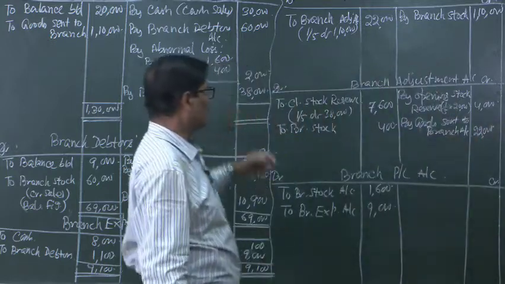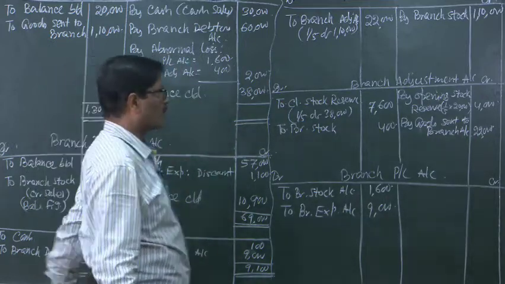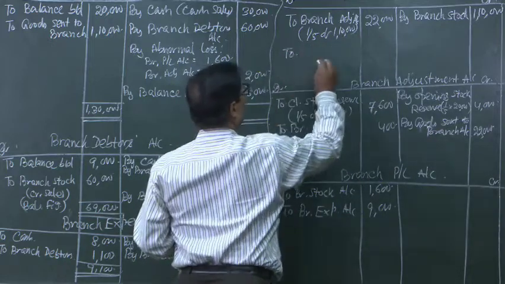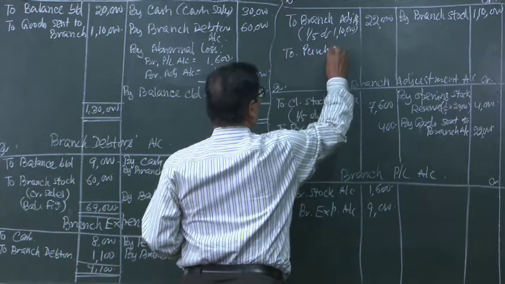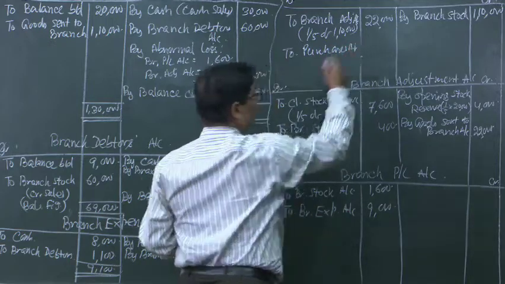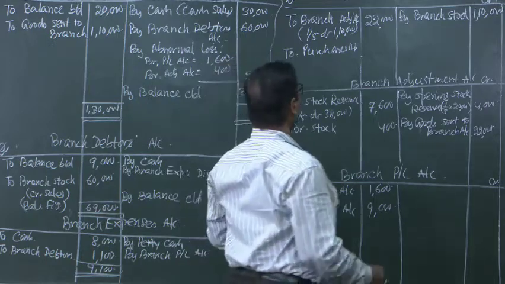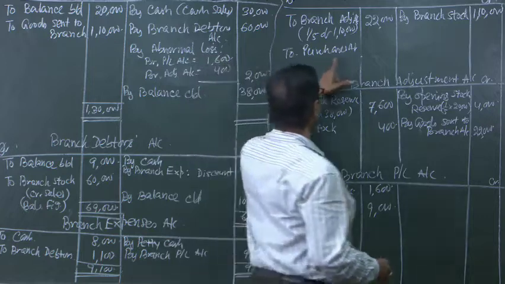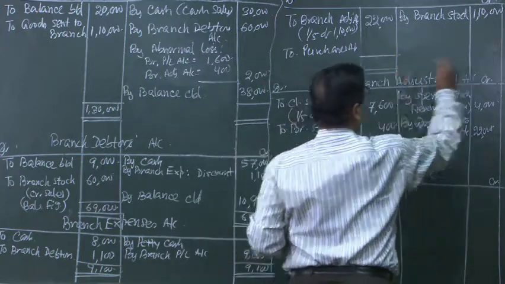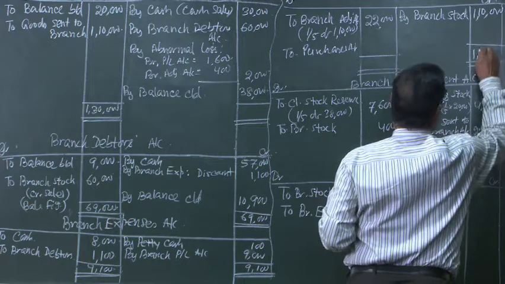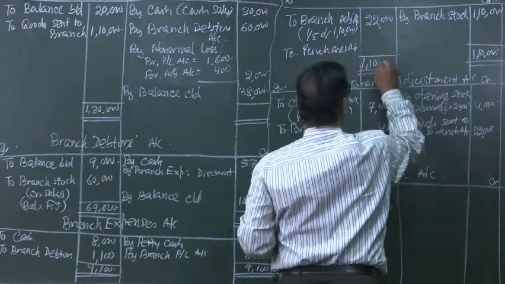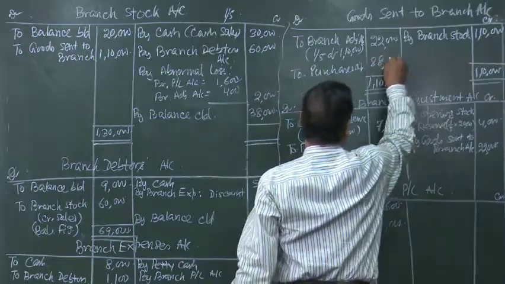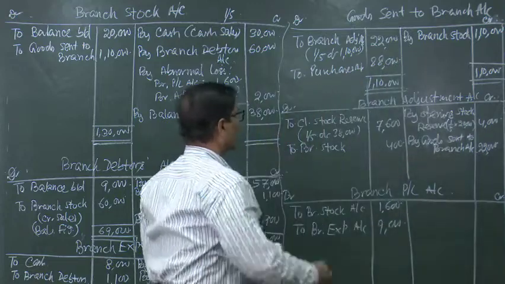Now, we can close the branch adjustment account and find out the gross profit. This account's remaining balance will be transferred to the purchases account if it is a trading concern. If it is a manufacturing concern, it will go to the trading account instead of the purchases account. Anyway, this is 1,10,000 minus 22,000, which comes to 88,000. This will go to the purchases account.